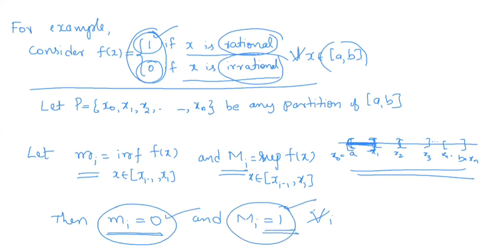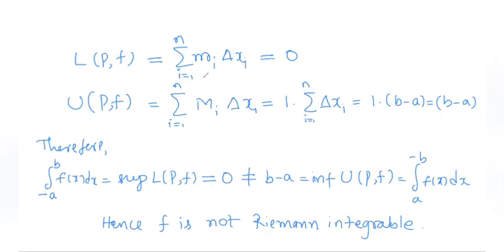As all small mi's are equal to 0, the lower Riemann sum is equal to 0. Each term reduces to 0, so the whole sum reduces to 0. And now the upper Riemann sum: each capital Mi is 1, so you can take it outside, treating it as a constant. So 1 into the summation of delta xi. The summation of delta xi is b minus a, we know that. So the upper Riemann sum takes the value b minus a.